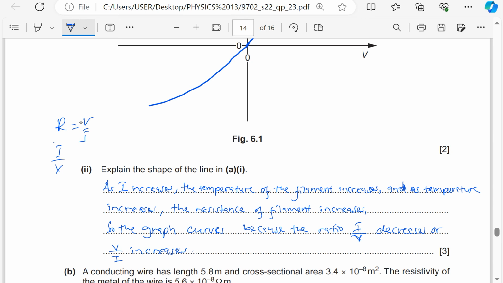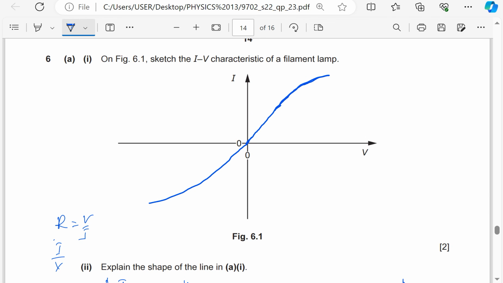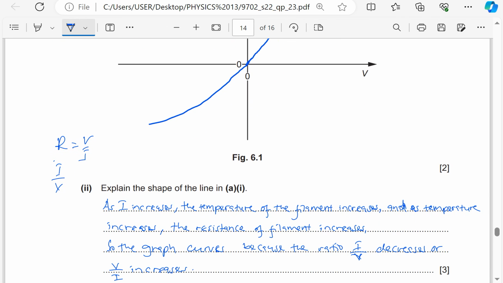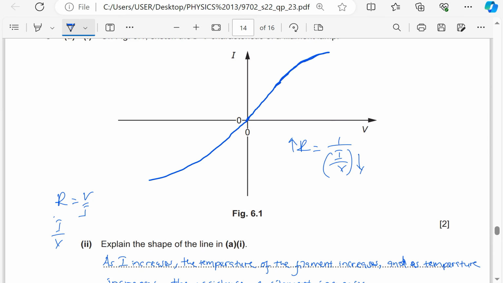As simple as that. So here you don't just say as V increases, I increases. You notice that here, we know that the resistance at any one point is going to be 1 over I over V. So the ratio I over V decreases, which means the resistance increases. Or the ratio V over I increases, which means the resistance increases.